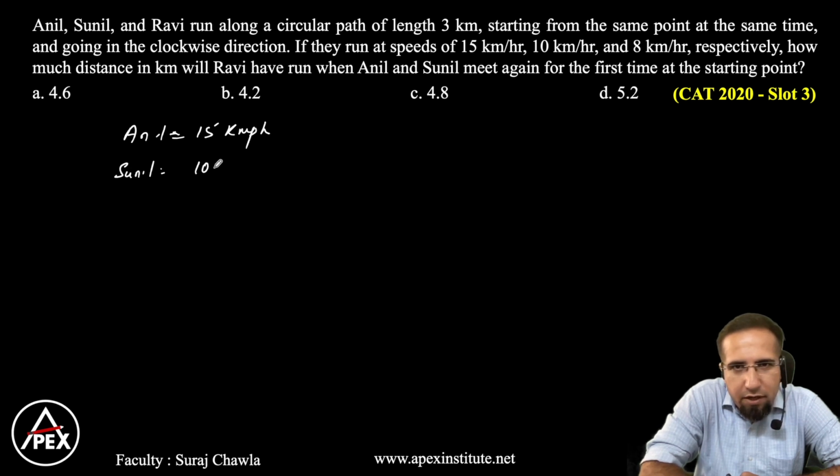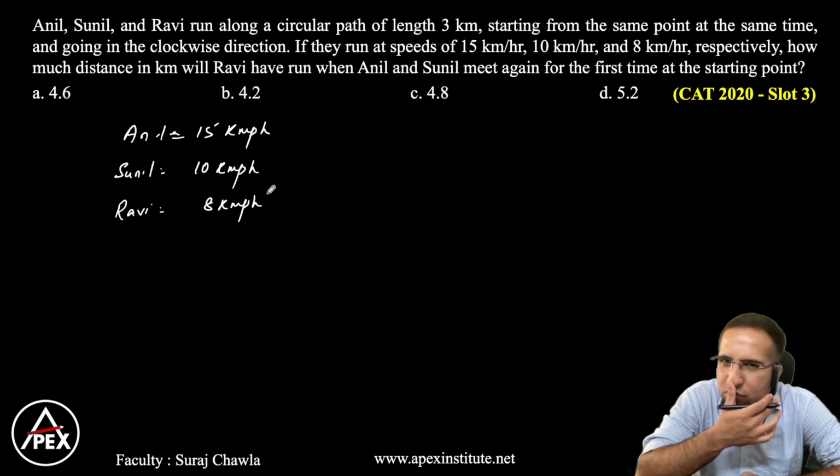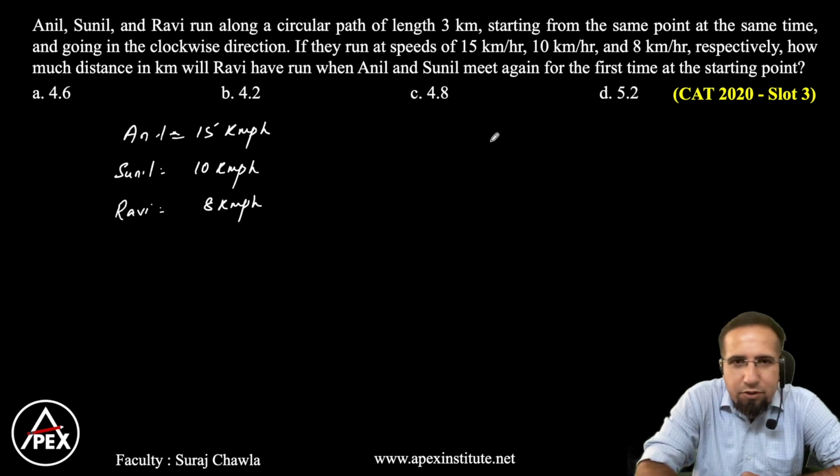Sunil's speed is 10 kmph and Ravi's speed is 8 kmph. So Anil and Sunil will meet at the starting point. The time taken by Anil to reach the starting point is 3 by 15, and the time taken by Sunil to reach the starting point is 3 by 10.